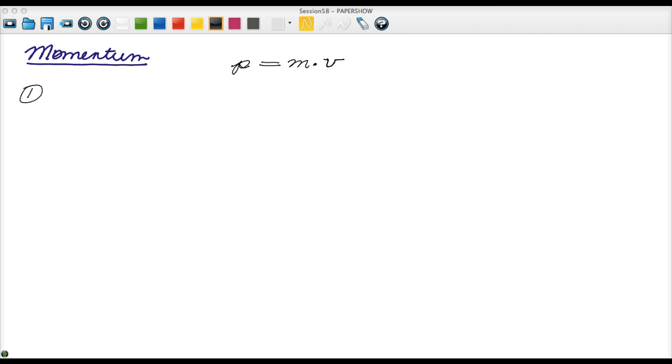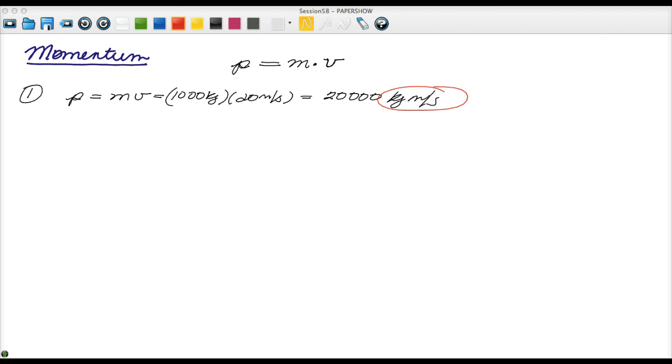So a car with the mass of 1,000 kilograms is moving at 20 meters per second. What's its momentum? So when we do this, we have 1,000 kilograms and it's 20 meters per second. And so the momentum is 20,000 kilogram meters per second. There are no special units for momentum. It's merely the mass units times the velocity units, and that's what you have to use. You must be in kilograms and you must be in meters per second.